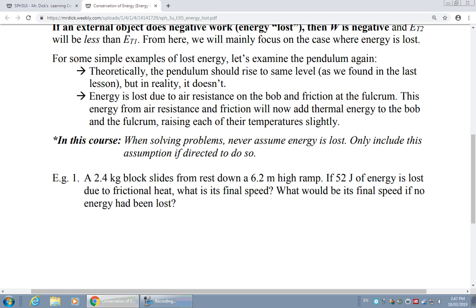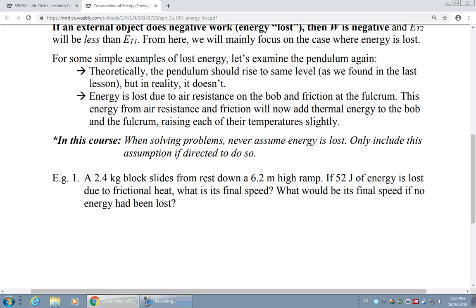Once again, as the bob flies through the air, it'll feel air resistance, slowing it down a little bit. And there's also a little bit of friction at the fulcrum point where our swinging arm is actually attached. And so that friction as well is something that will take away some of the original energy. And that energy didn't completely disappear. It's actually going into slightly raising the temperatures of the air around it or of the fulcrum itself. So that frictional energy or air resistance energy is really just being converted into thermal energy.